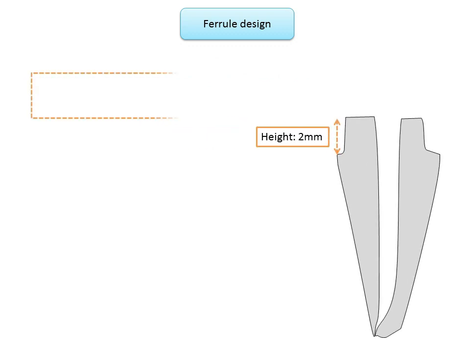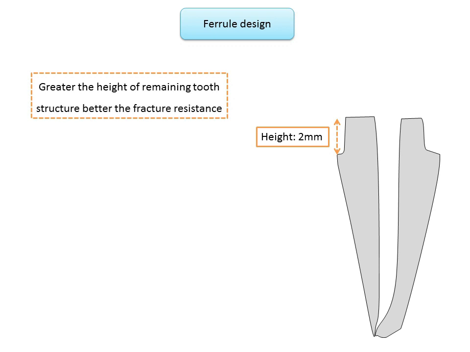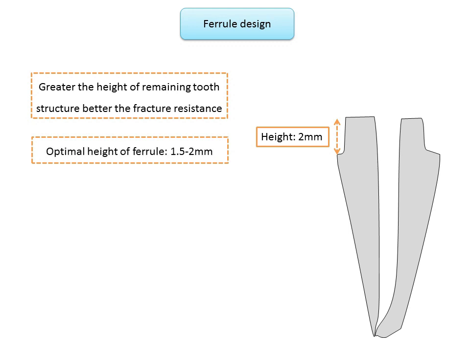The height of ferrule. Greater the height of remaining tooth structure, better the fracture resistance. It was found that a ferrule of 1 millimeter of vertical height successfully doubled the resistance of fracture versus teeth without a ferrule, and appears to be the minimal acceptable amount of ferrule height.